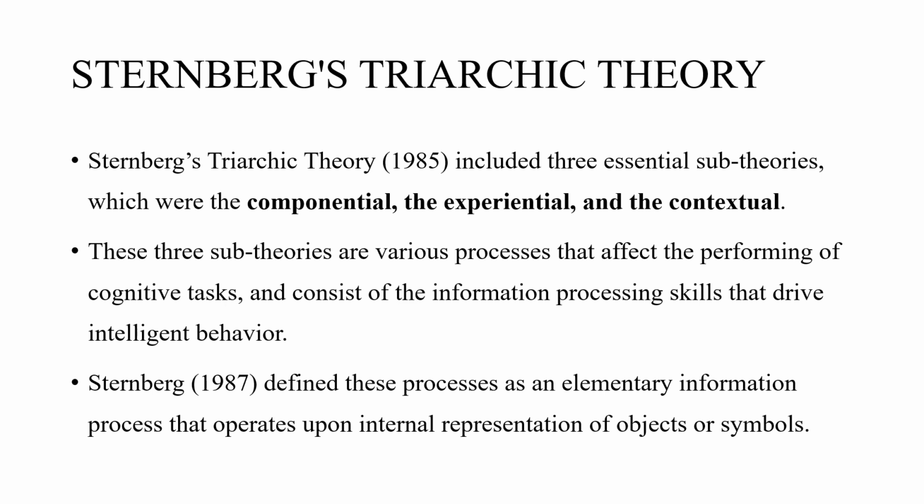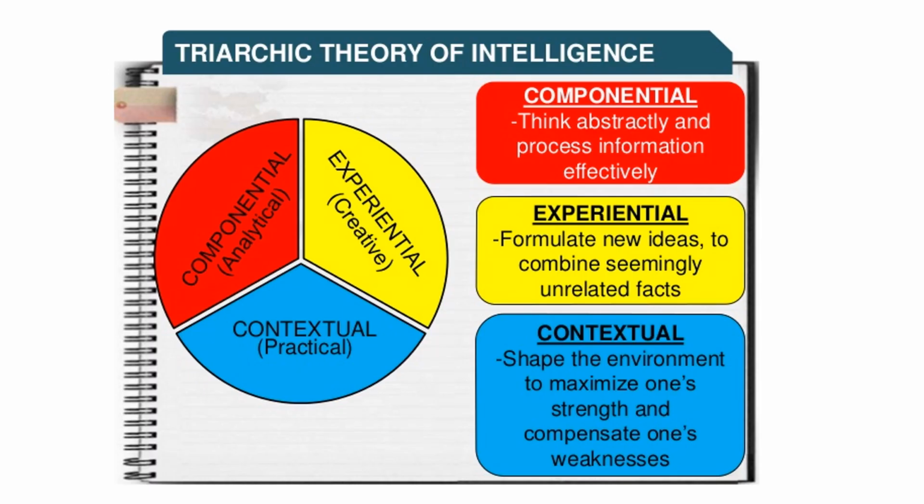These three sub-theories include various processes, and these processes affect the performing of different cognitive tasks of a person. Now we will look at the different components that come under each of these three sub-theories. So, componential sub-theory, experiential sub-theory, and contextual sub-theory. These are the three theories given by Sternberg. Let's look at what he meant by componential, experiential, and contextual.